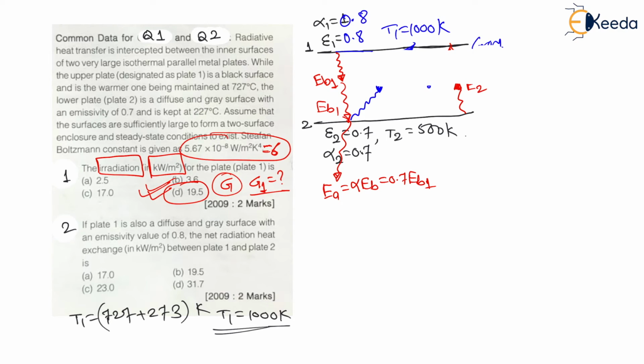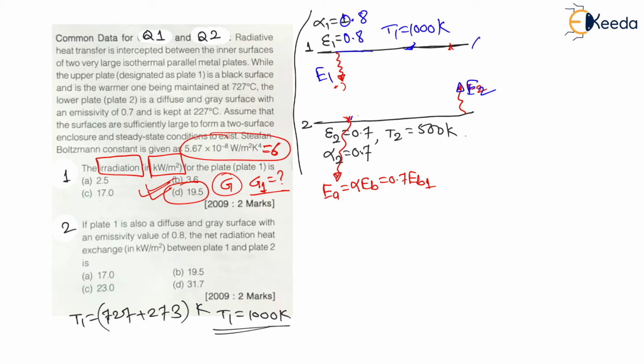Now my dear students, here it is not EB1 now, it is E1 only. Surface 1 will emit E1 and surface 2 will emit E2, right? Now let us understand this configuration. Here they are asking only the net radiation heat exchange between surface 1 and 2. So let us find this net radiation heat exchange between infinitely long parallel plates.